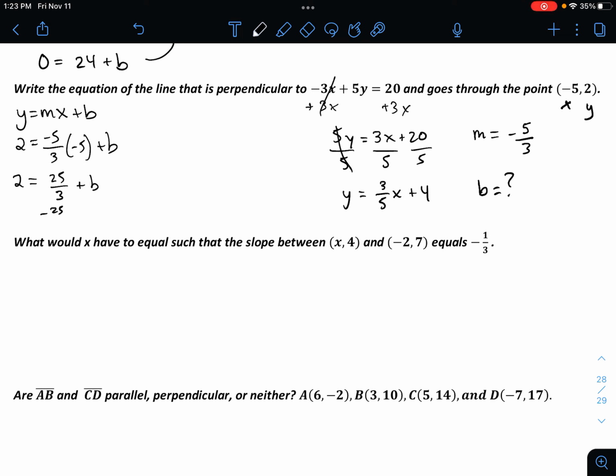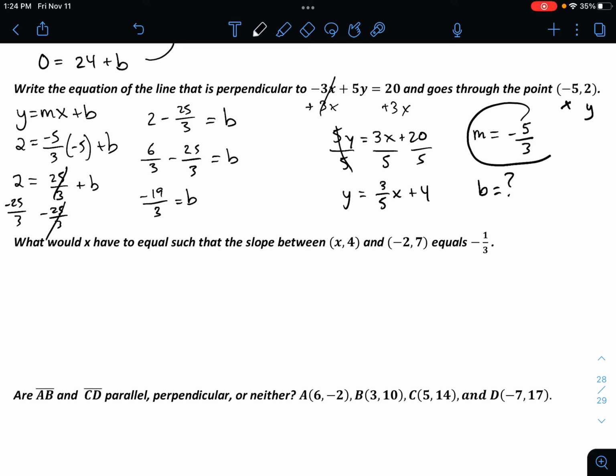And then I'm going to subtract 25/3 on both sides. 25/3 minus 25/3 cancels. And so we end up with 2 minus 25/3 equals b. Now, in order for me to combine these two terms, I have to make sure they're both over 3, right? They have to have the common denominator. So I'm going to change 2 to 6/3, because 6 divided by 3 is just 2, minus 25/3. And 6 minus 25 is negative 19. So negative 19/3 is your y-intercept.